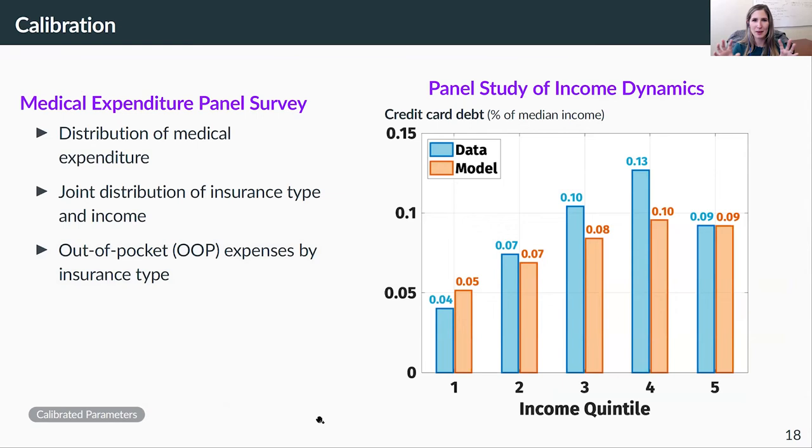Now, just to explain the information that we use to simulate the expansion of Medicaid, we're going to use the Medical Expenditure Panel Survey. This gives us detailed information on the distribution of medical expenditures, its joint distribution with insurance, the type of insurance people have, income, and the size of their out-of-pocket expenditures. And we're also going to use these measures of credit card debt, specifically not balances, but debt, from the PSID to calibrate to this hump-shaped pattern of credit card borrowing with respect to income.